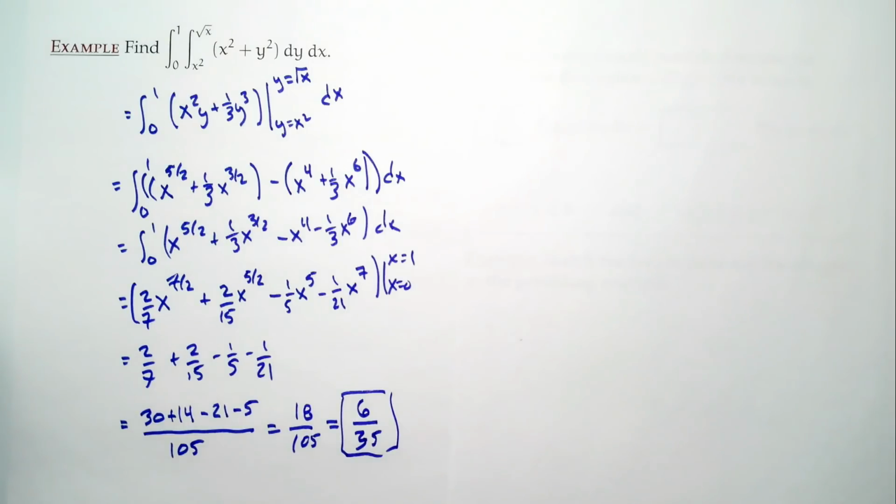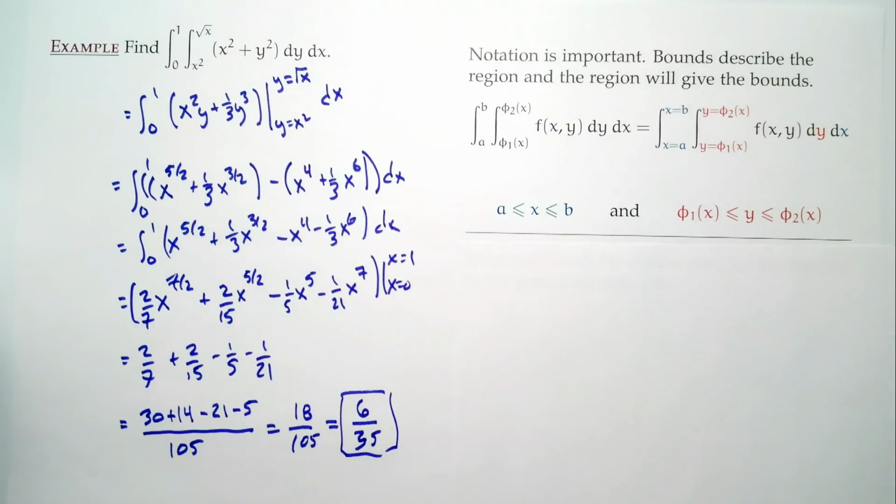I mean, we haven't gotten to the point of saying what the integral represents. First, we're trying to develop the tools to help us get to the answer, but we'll soon develop questions that we can actually answer. All right. Now, notation is really important. I keep saying notation is important. The reason is that when we look at these bounds, bounds are really just ways to describe the region. And so we want to be very, very careful when we're working with the bounds.